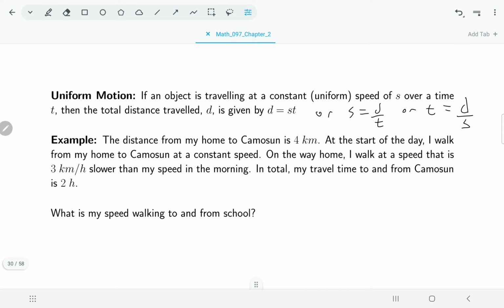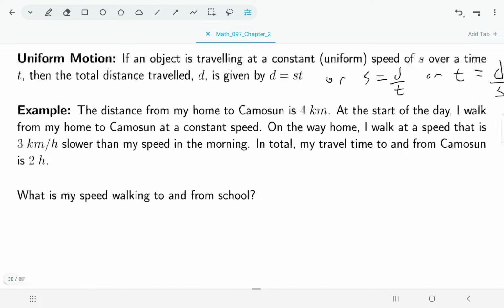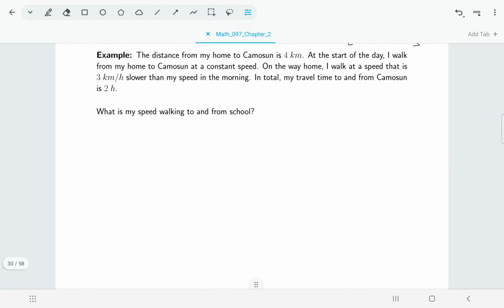So I don't know my morning speed, I don't know my afternoon speed, but I have the relationship between the two of them. I also don't know my travel time. I don't know how long it takes me to get to school and how long it takes me to get from school. So it seems like there's two things that we know and four things that we don't. So let's start off by organizing my information in a little bit of a table here.